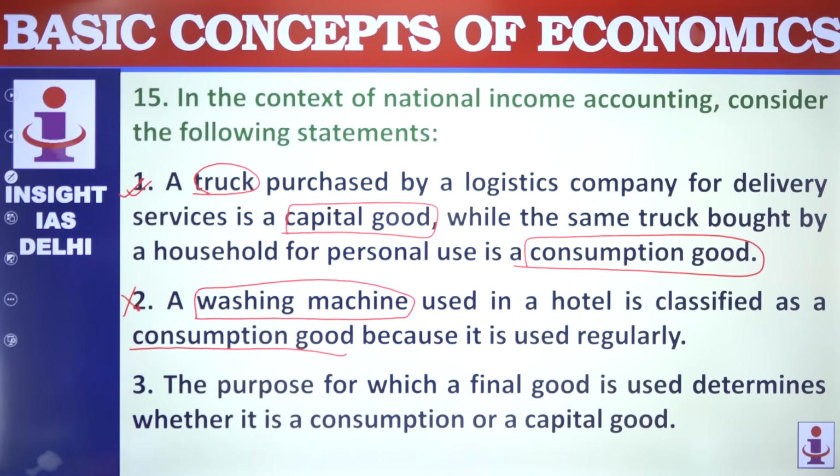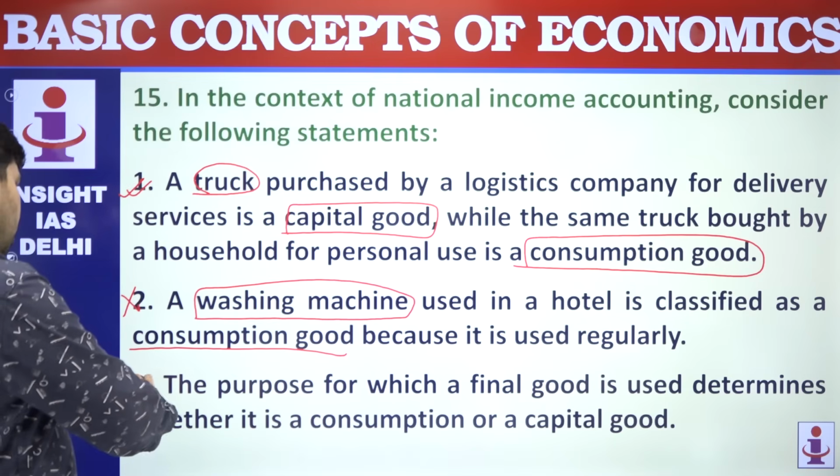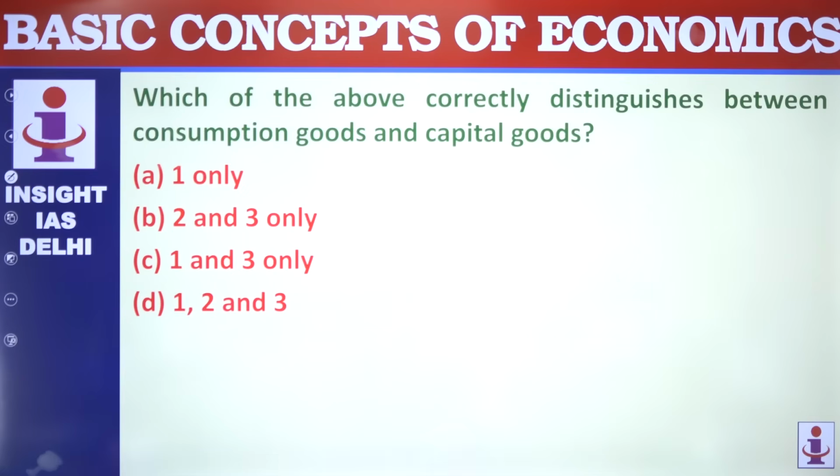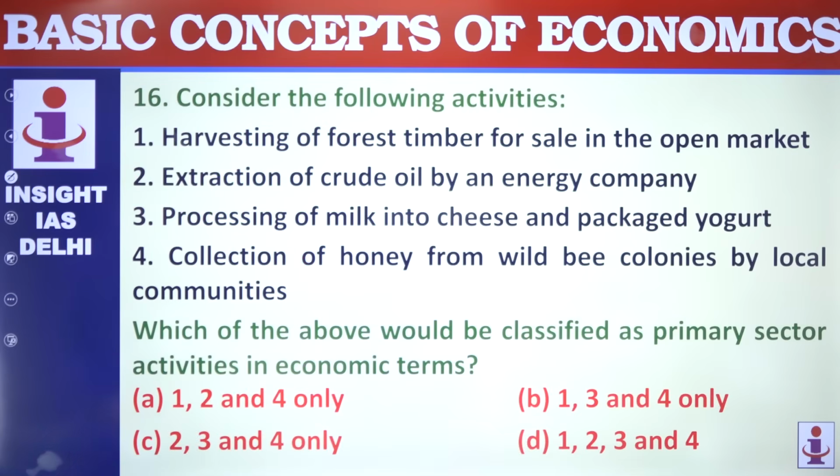The purpose for which a final good is used determines whether it is a consumption or capital good. This statement is the correct differentiation between capital and consumption good. 1 and 3 are correct. The question correctly distinguishes, so 1 and 3. Option C will be your correct answer.